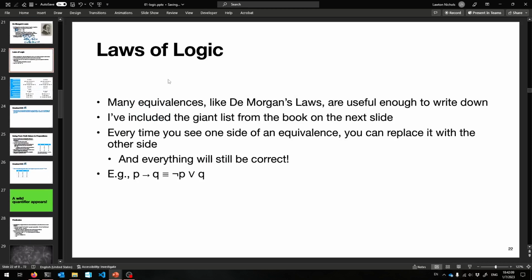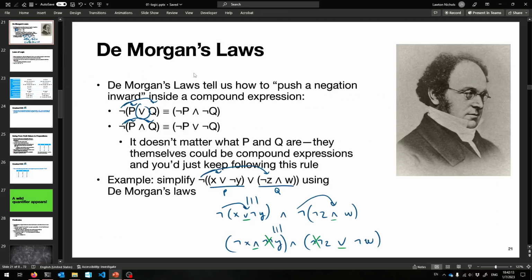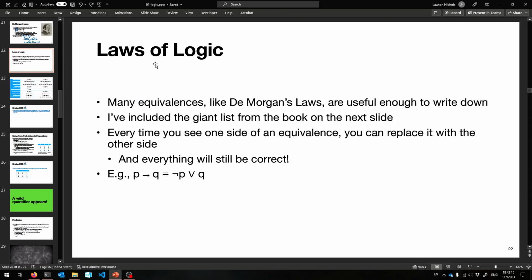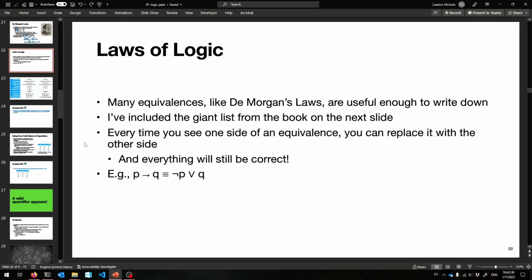just all of the laws, right? So there's a ton of equivalences that are useful. Some of them are named after people. Other ones have a name, but not after a person. Just useful enough to write down. Okay, so your book has a giant list. I have recreated the list for you on these slides, and there's just a bunch of equivalences. Every time you see one side, you can replace it with the other side, and everything is still correct because they were all logically equivalent after all.